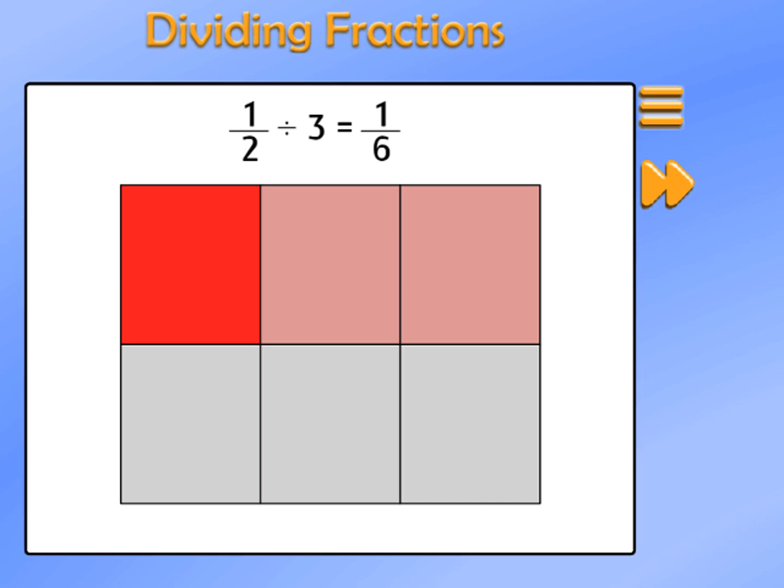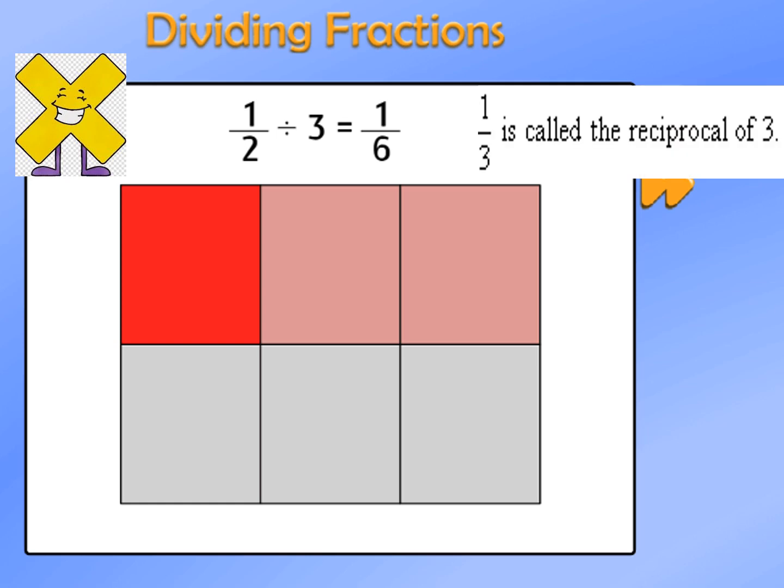Okay, first, you have to change division into multiplication. Then for the number which is the divisor, which is after the division sign, you write its reciprocal, which means you turn it upside down. 3 over 1 becomes 1 over 3. So 1 over 3 is called the reciprocal of 3. Then you will say 1 over 2, instead of division you will write times, and instead of 3 you will write 1 over 3. 1 times 1 is equal to 1. 2 times 3 is equal to 6.